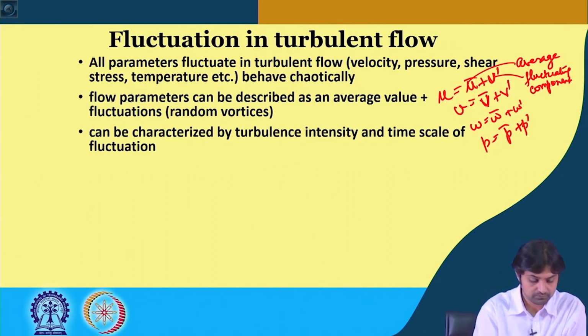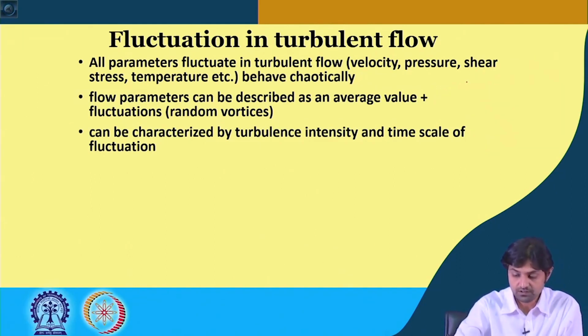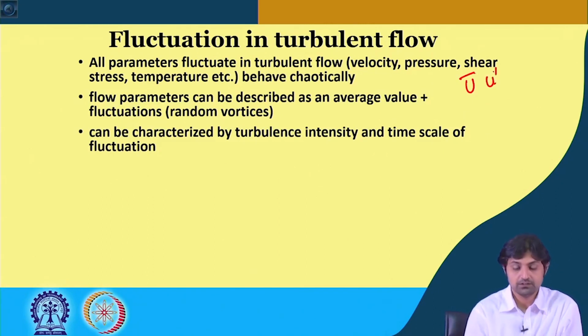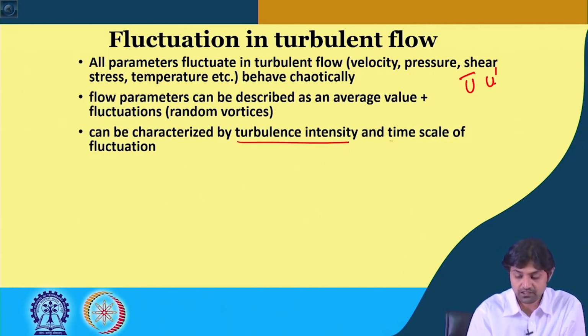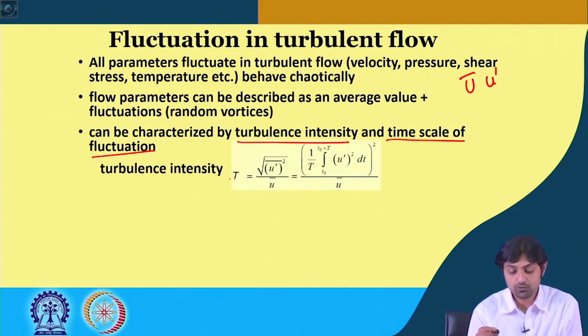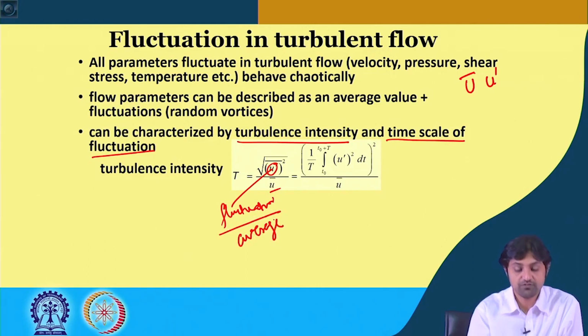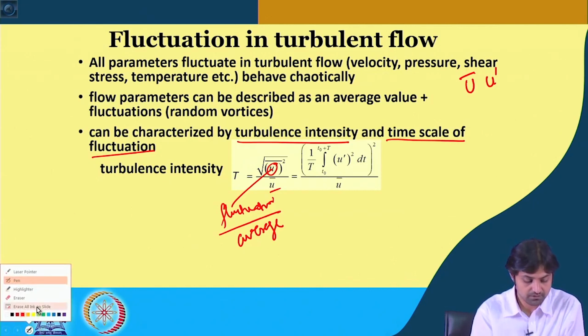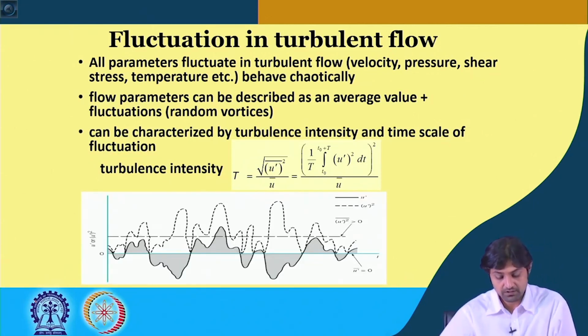All right. And these, you see, there is bar and prime. So they can be characterized by turbulent intensity and time scale of fluctuation. Turbulence intensity is nothing but the square root of u prime whole square, averaged, divided by the average value. So you see here it is the fluctuation by average value. So you can assume if the fluctuation is too high, the turbulence intensity will be high, because it is fluctuation by average. All right. So in terms of wave averaged or time average, this can be written also like this. All right. So something like this.